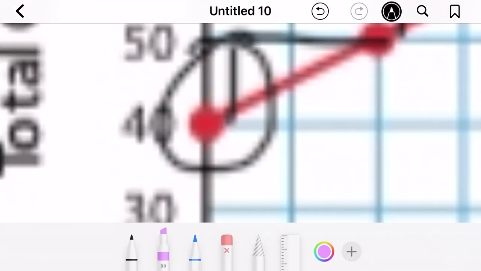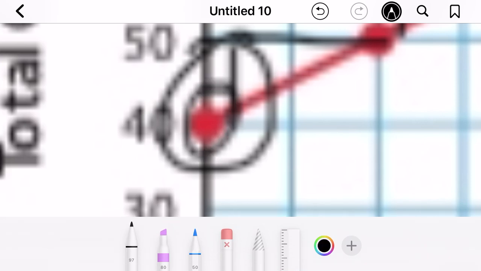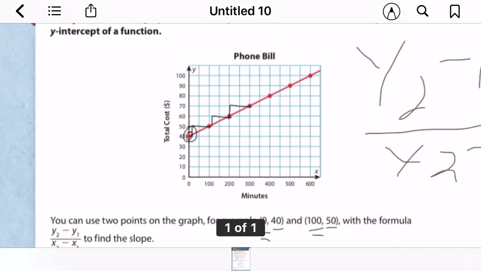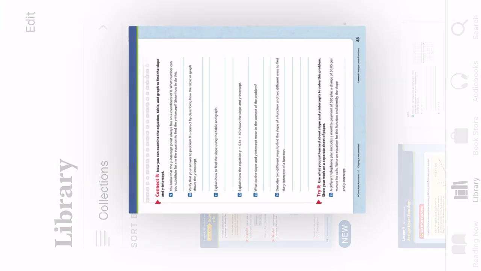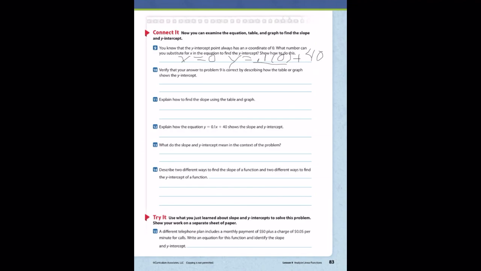Or if you're looking at it on the graph, let's go to the graph right here. It's that circled point right there. See where I circled that at 40? I'll even circle it again. So the same thing right there. That point right there, it's when x equals 0, y is 40. So that's how you can represent that. And then I'll let you explain that on your paper, how you figure that out.